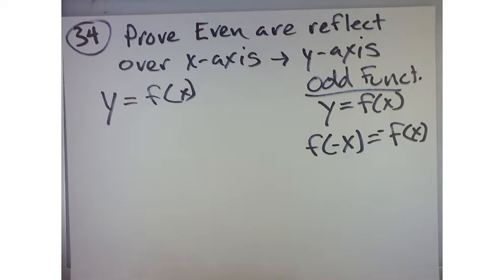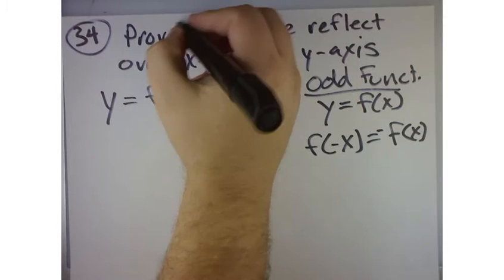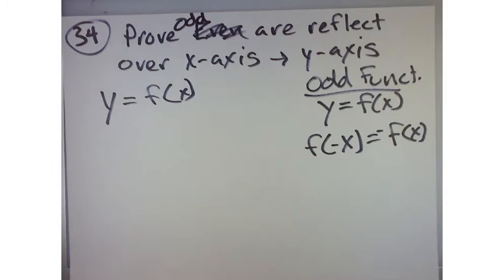oh, I wrote down even. That'll make it difficult. The other problem was even. This one's odd. So we're going to prove that an odd function is nothing more than a reflection over the x-axis and then a reflection over the y-axis.